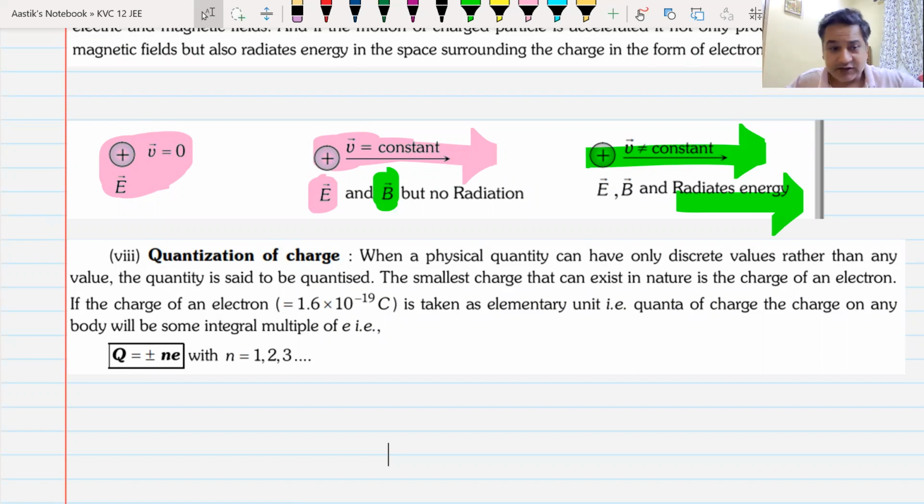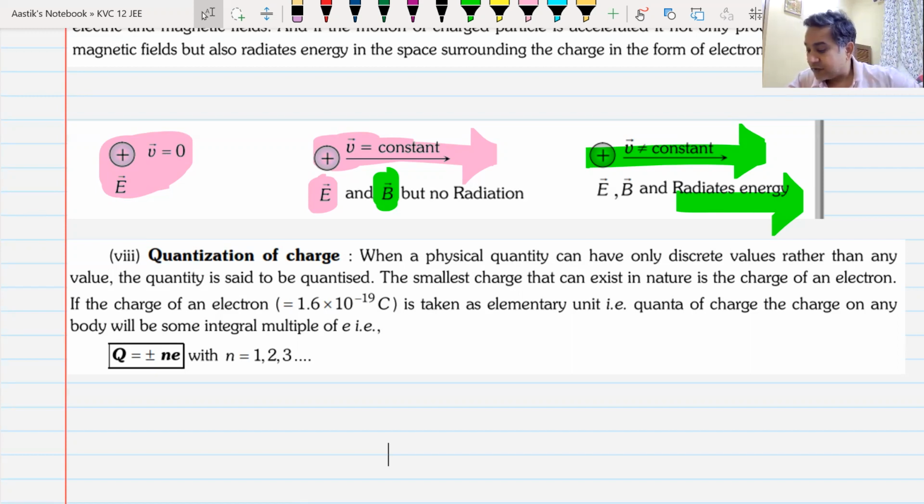You must also know the methods of charging a body. Yes or no? How can a body be charged? Just tell me quickly. How can a body be charged? Conduction, sir. Only conduction? Induction, sir. Only induction. Okay.